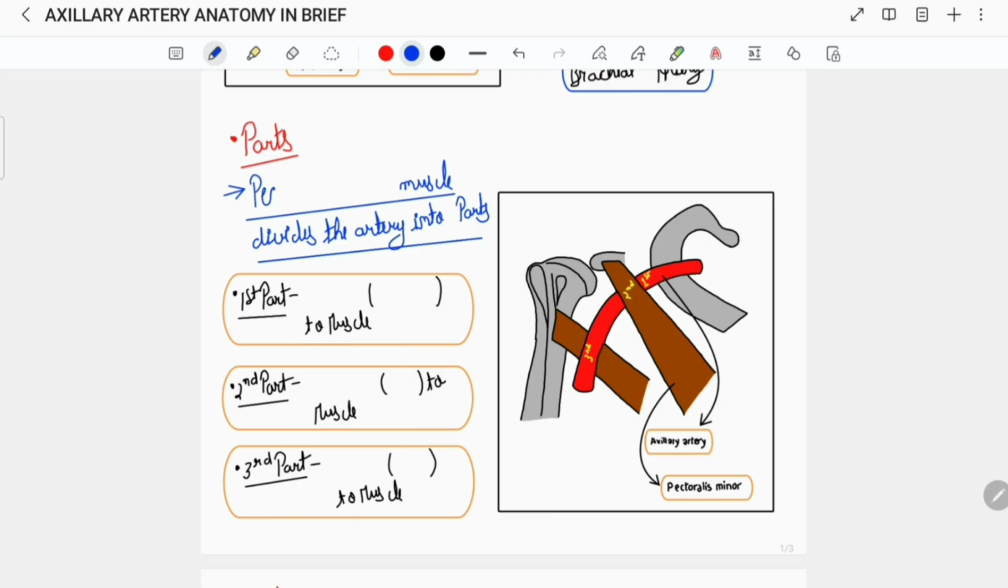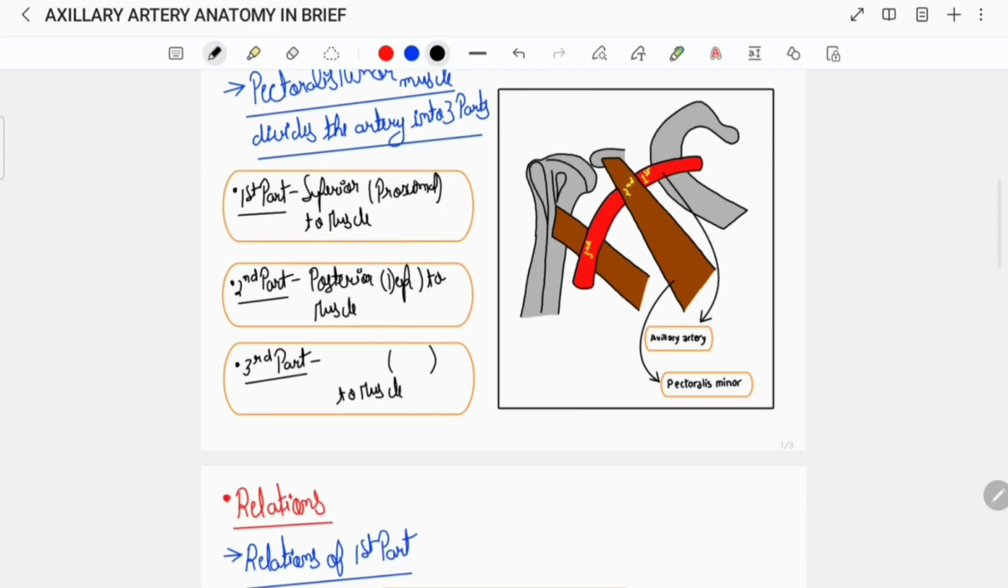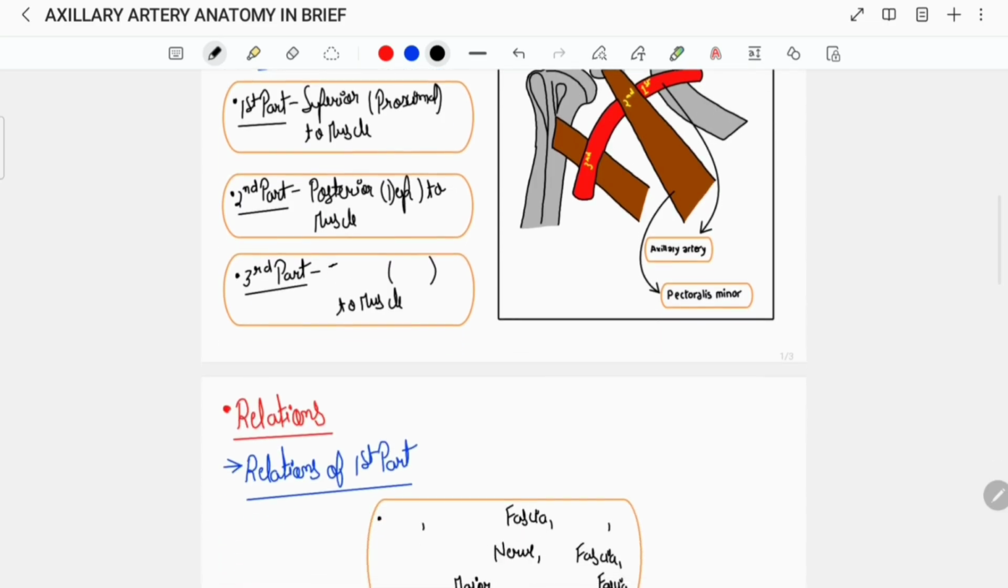The pectoralis minor muscle divides the axillary artery into three parts. The first part is the superior, or say proximal to the muscle. The second part is posterior, or say deep to the muscle. And the third part is inferior, or say distal to the muscle.